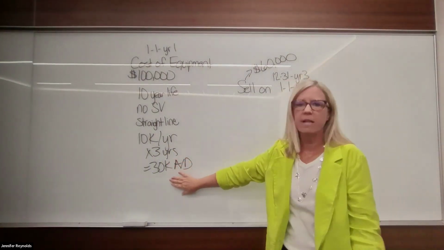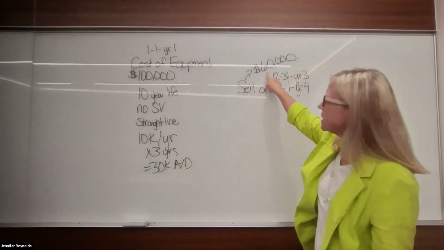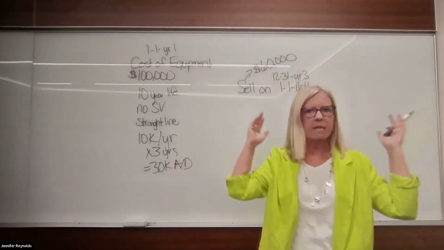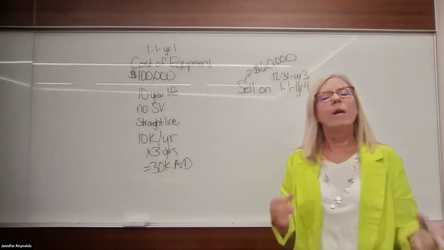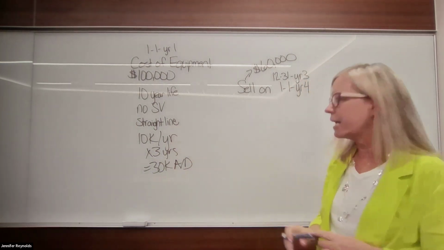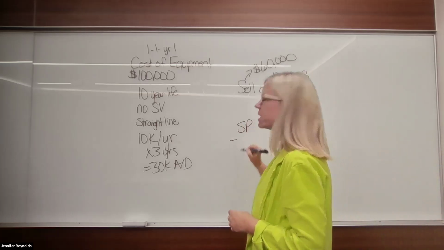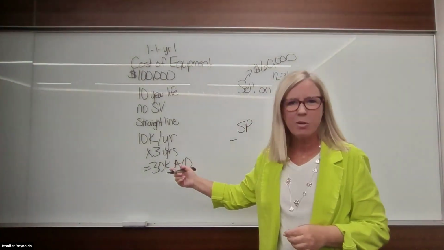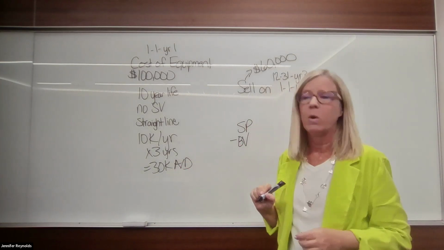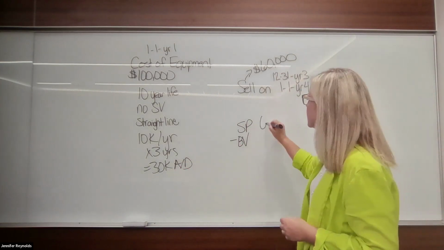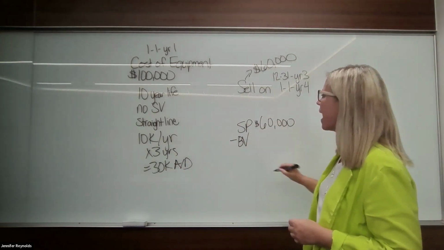Okay, here is the most common mistake I see students make. They find the $30,000 of accumulated depreciation and they go, okay, 60 minus 30, I got myself a $30,000 gain. No, you don't. What is the formula for finding a gain or a loss? We take our selling price minus what? Not minus accumulated depreciation, minus book value. So our selling price is 60,000. What is my book value? How do I find that?